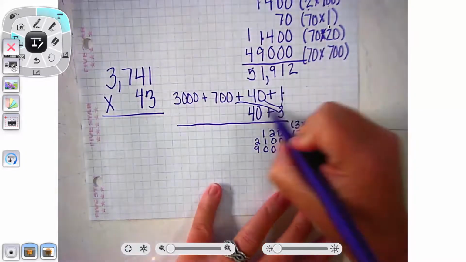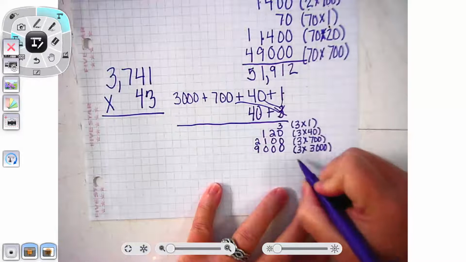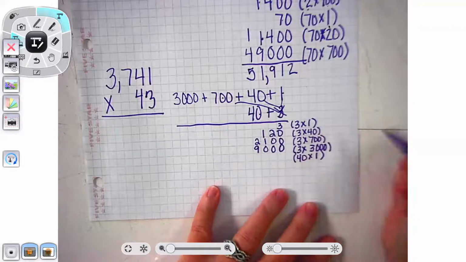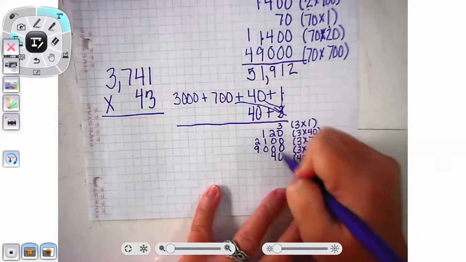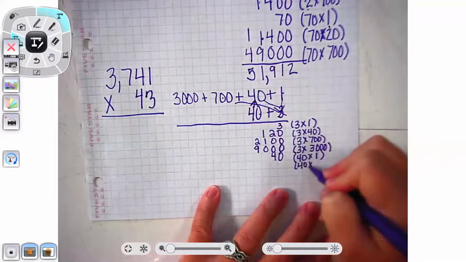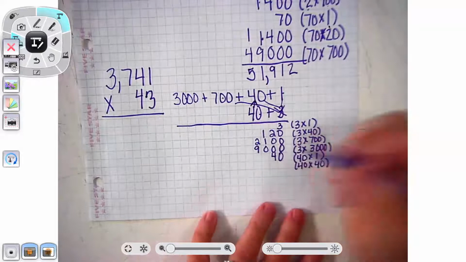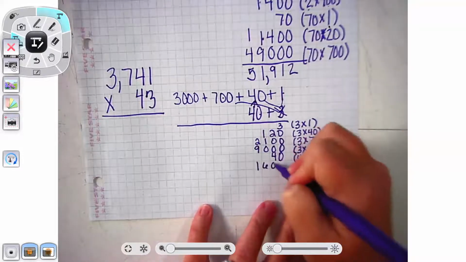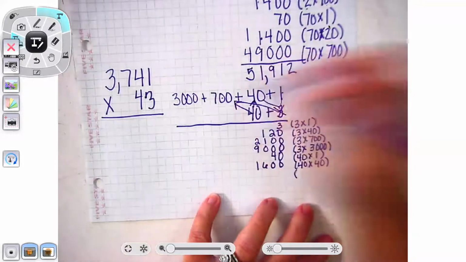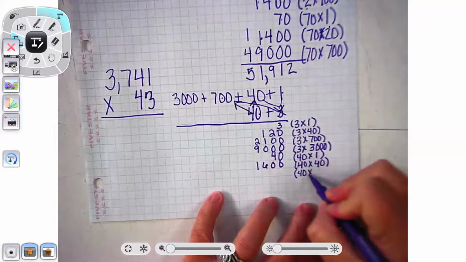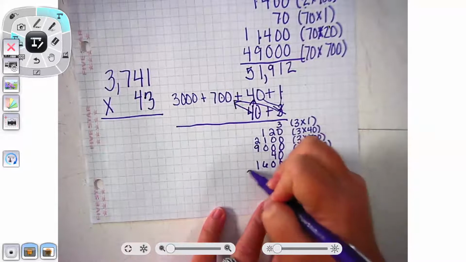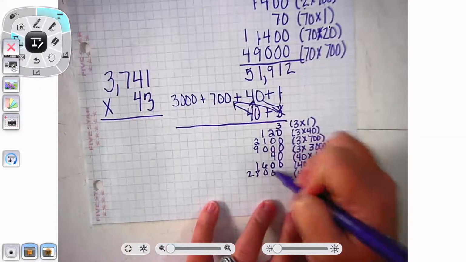Now I have to go to my tens spot. So I have 40 times 1. Well, anything times 1 is the other number. So we're going to put 40. Then I'm going to do 40 times 40. Well, 4 times 4 is 16, and I have 2 zeros. That's easy. Then I'm going to do 40 times 700. Well, I know 4 times 7 is 28, and I have 3 zeros, so I'm going to put those in.